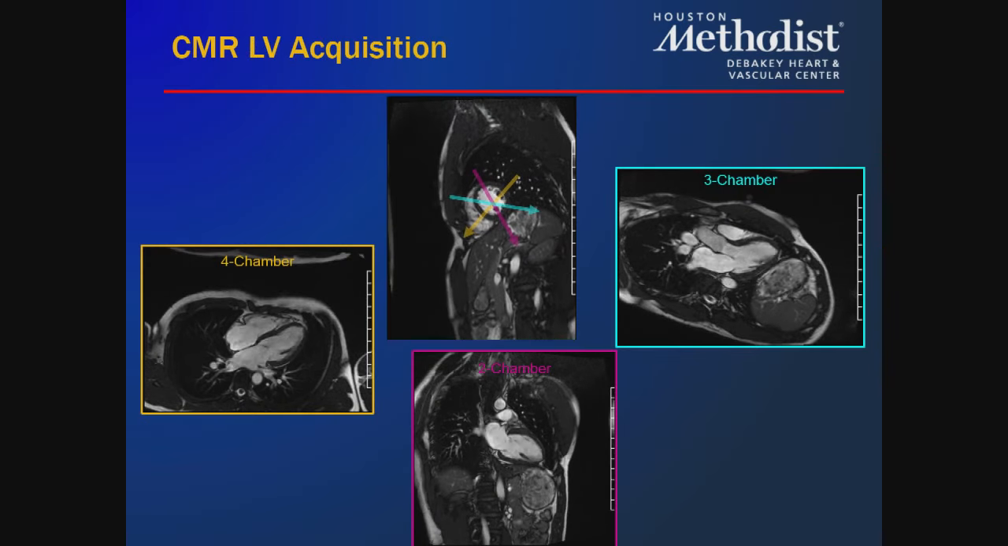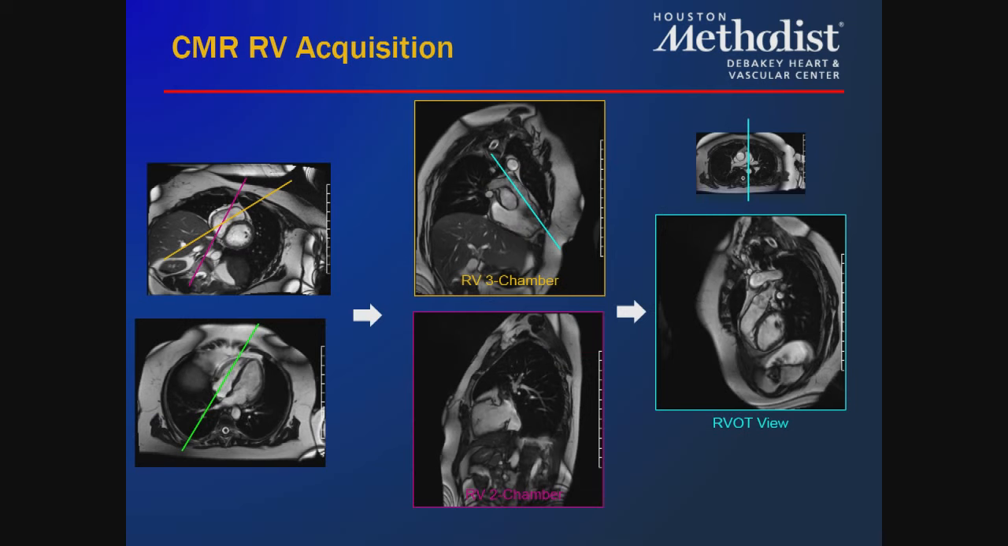For LV acquisition, it's pretty straightforward. Hopefully all of this is familiar to everyone who's done cardiac imaging. We can achieve the conventional 4-chamber, 3-chamber, and 2-chamber views that are seen with echo. But in addition, by sliding a little to the right, we can get the RV 3-chamber, a view that's mainly achievable with CMR and CT. We can also get RVOT views and RV 2-chamber views to get full characterization of the different RV views that Dr. Nagueh mentioned with echo, but in more detail with CMR.